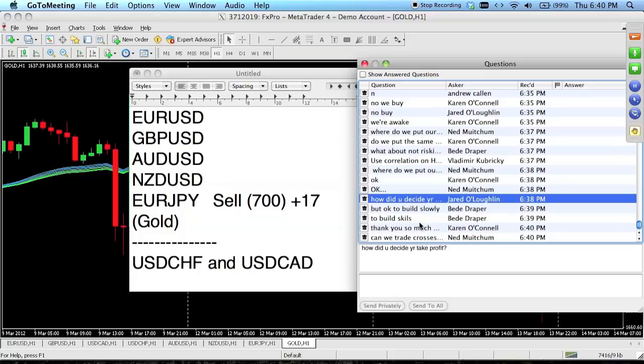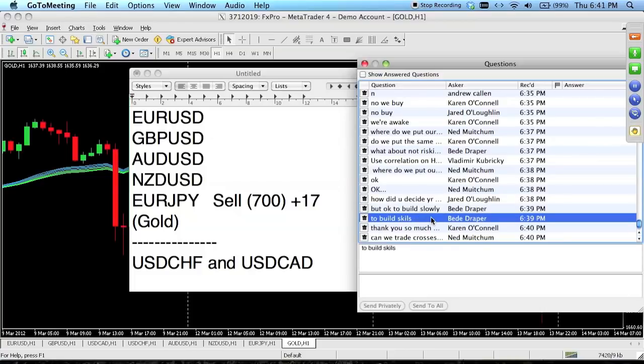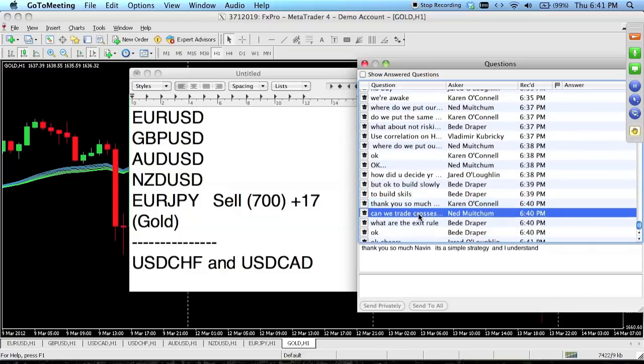Jared, how did you decide your take profit? 1:1 ratio. If your stop is 17 pips away, your take profit is 17 pips away. The moment any of those touch, exit everything. Okay, Bede, yes, build slowly. Build skills, yes. Karen, thank you so much. It's a simple strategy and I understand. You're very welcome. I'm glad you understood that.